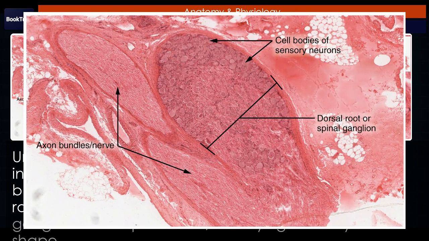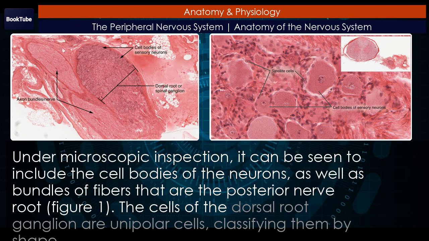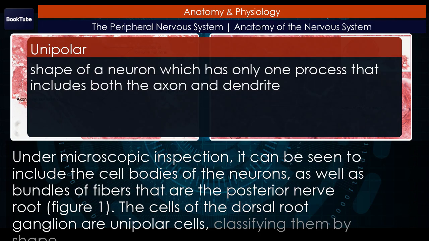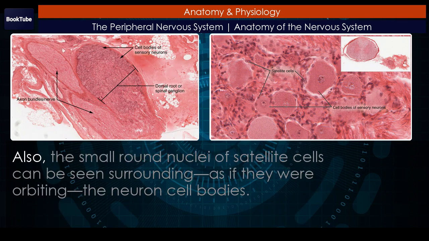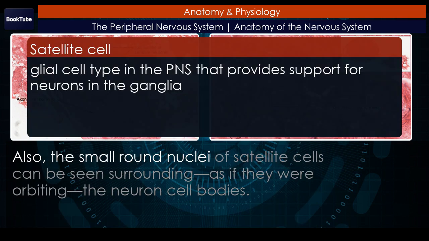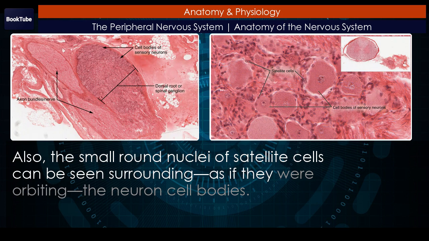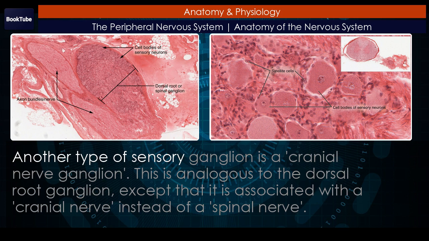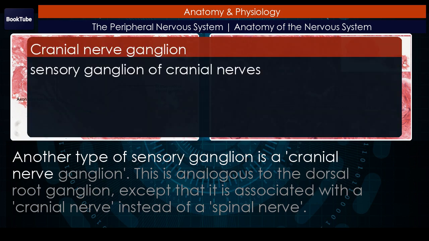Figure 1. The cells of the dorsal root ganglion are unipolar cells, classifying them by shape. Also, the small round nuclei of satellite cells can be seen surrounding, as if they were orbiting, the neuron cell bodies. Another type of sensory ganglion is a cranial nerve ganglion.